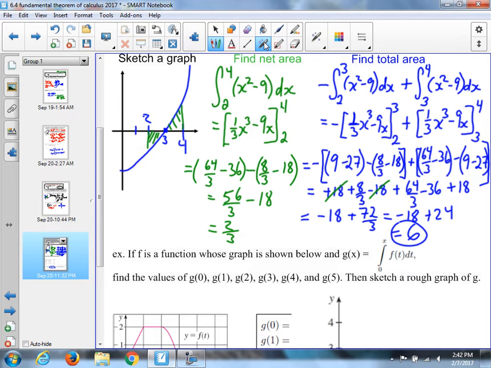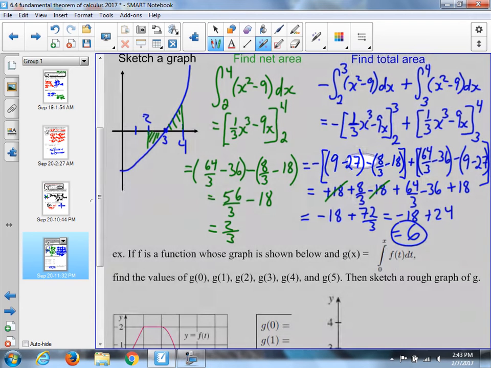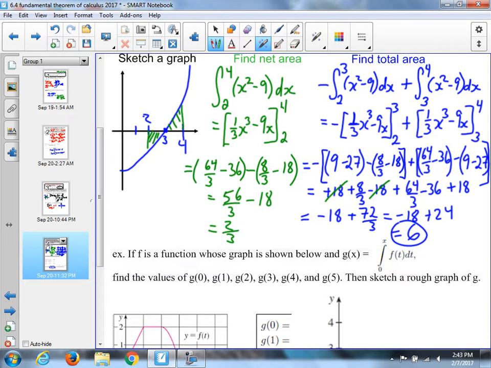Okay. If you wanted to just find the area that's under the x-axis, you would have just done that arithmetic right there, right? Anyways, and then vice versa for the area above the axis. There's a heck of a lot more work if you had to find total area. That's the lesson learned here.